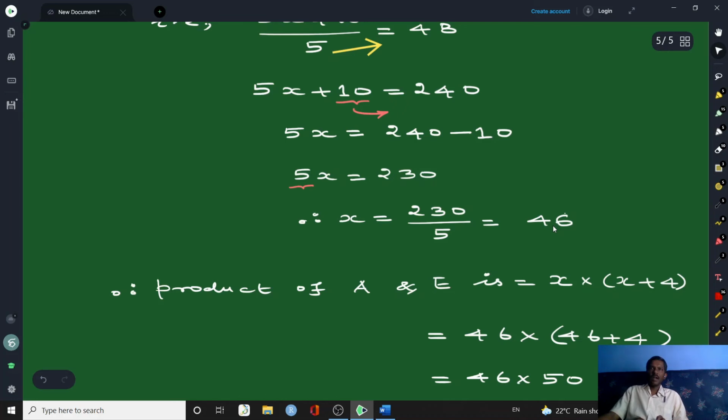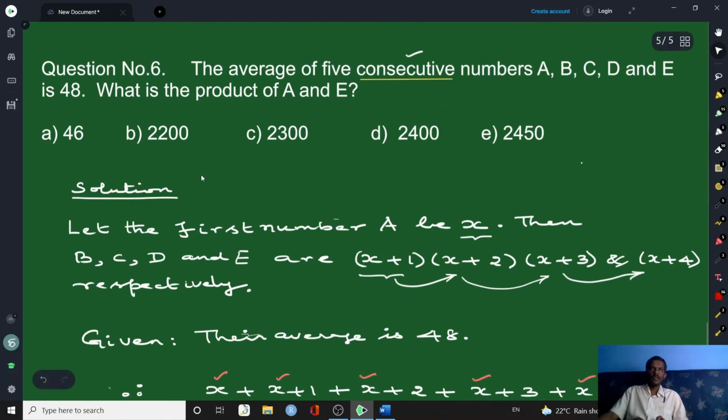Now there is one option that is 46, but that is not the correct answer, because we are asked to find the product of A and E. Having found X, we are tempted to mark the option as 46, and we have to be careful while doing so. What is the question that we are asked? We are asked to find the product of A and E.